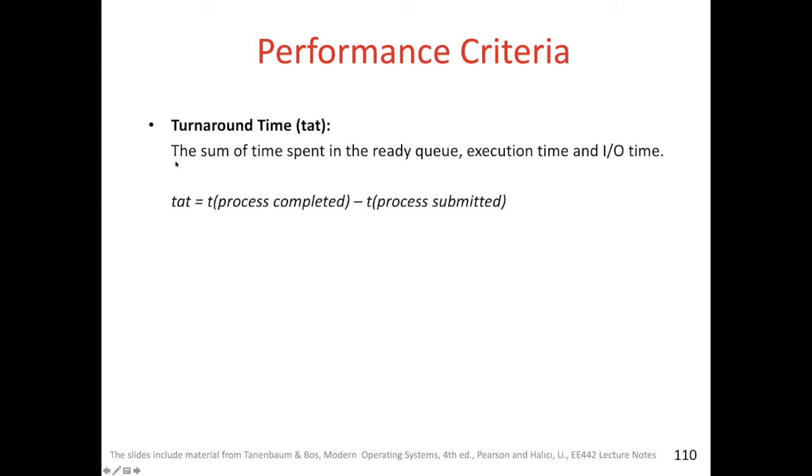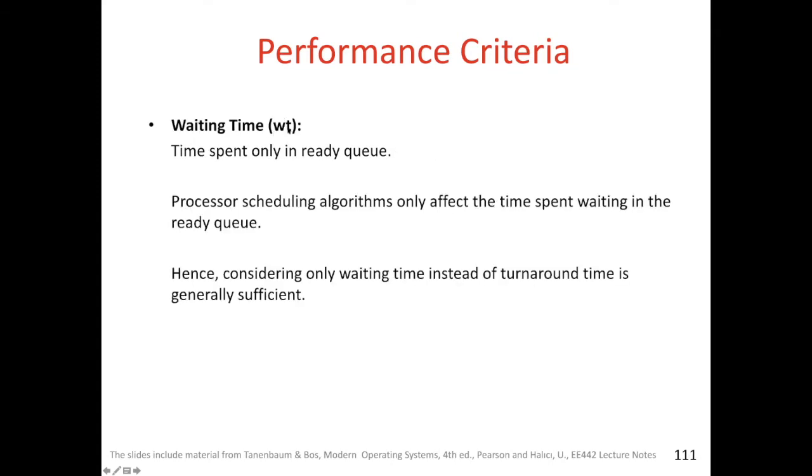Turnaround time. Turnaround time is the sum of the time spent in the ready queue, execution time, and I/O time. Turnaround time is calculated as the time the process completed minus the time the process was submitted. Waiting time, WT, is time spent only in the ready queue. Processor scheduling algorithms only affect the time spent waiting in the ready queue. Hence, considering only waiting time instead of turnaround time is generally sufficient.